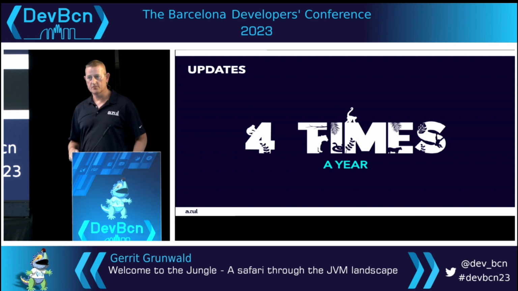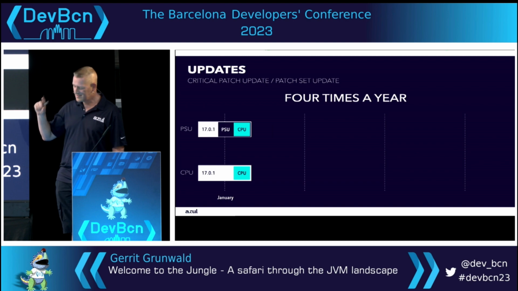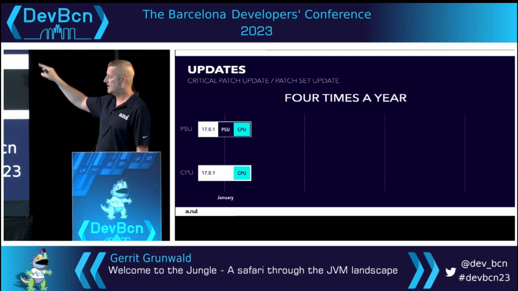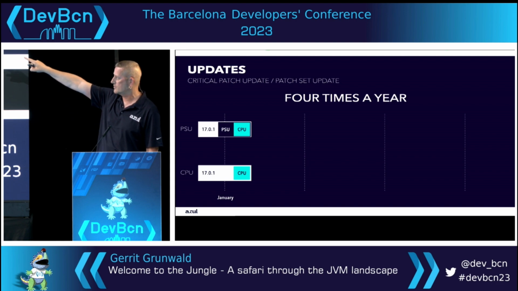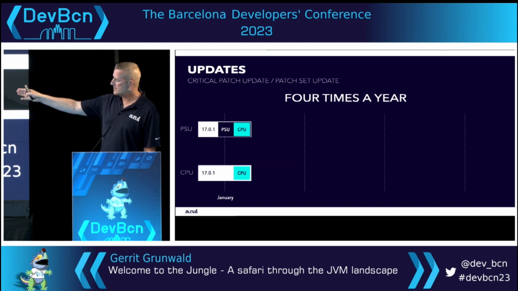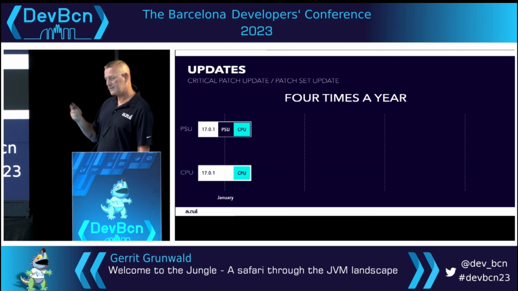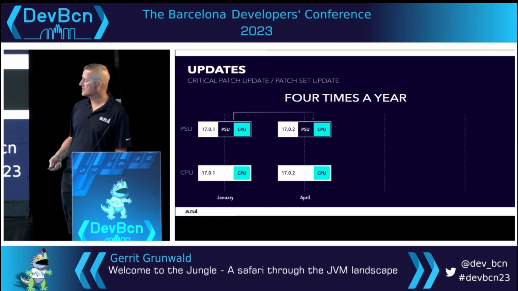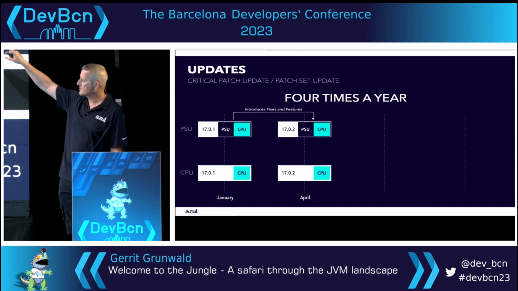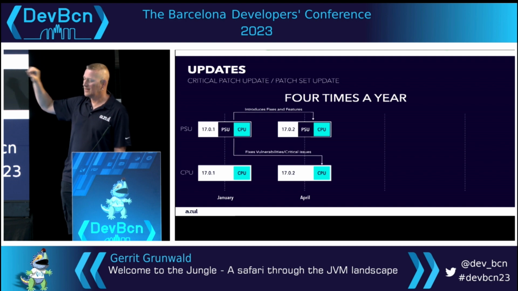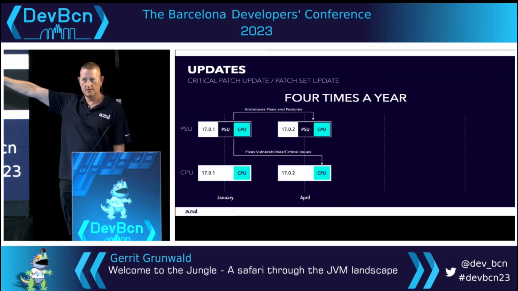They come together with the PSU releases, and let me give you an idea how it works. On the top row, we see the PSU, the patch set update. It contains the CPU, the light blue box. And on the bottom, we just see the CPU, which is only the critical patch update. 17.0.1 in January, and then when the next release comes out in April, the 17.0.2, what happens is that the PSU introduces fixes and features, plus the security fixes, and the CPU only contains fixes for vulnerabilities and critical issues from the 17.0.1.